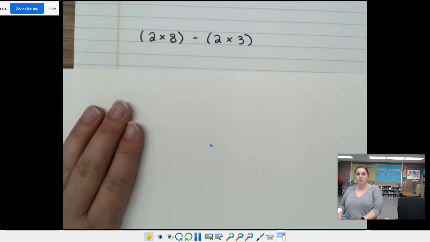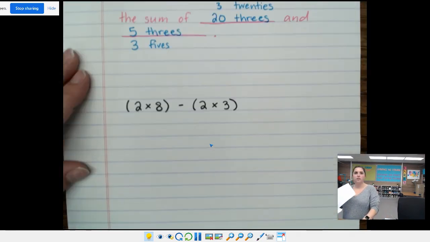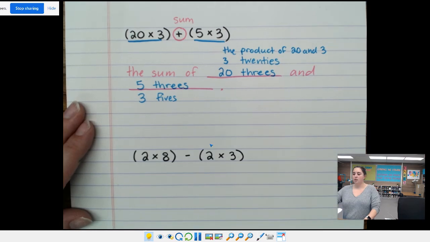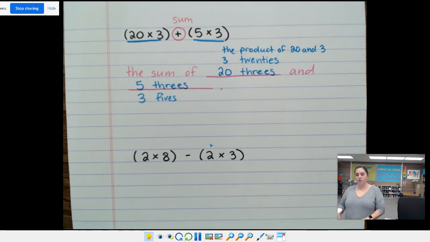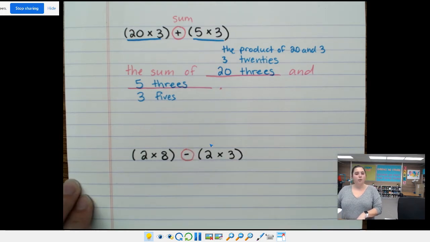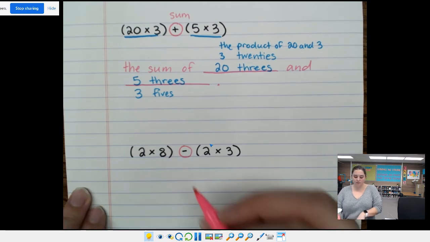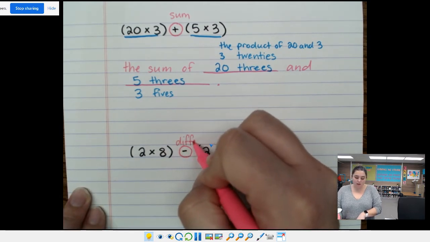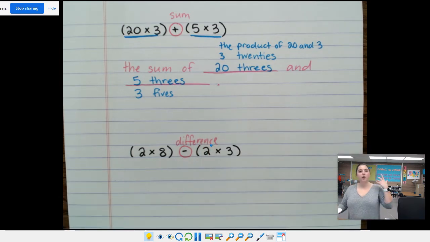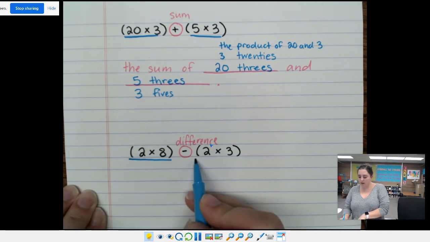So here's your second problem. What do you notice is different about this problem than the first one? I'll even show you that first one there. Do you notice anything different? How about this symbol here? What was that word we use to mean subtraction? That would be the difference. So again, I know I'm subtracting blank and blank. Here are my blanks. We are subtracting this and this.